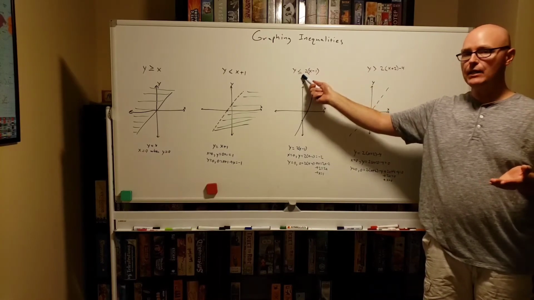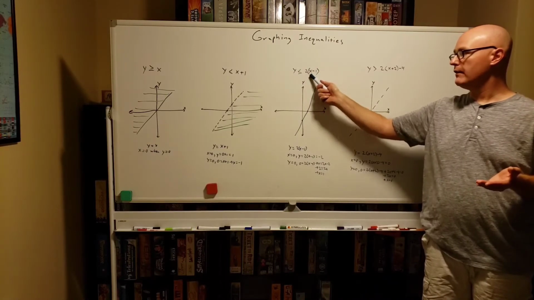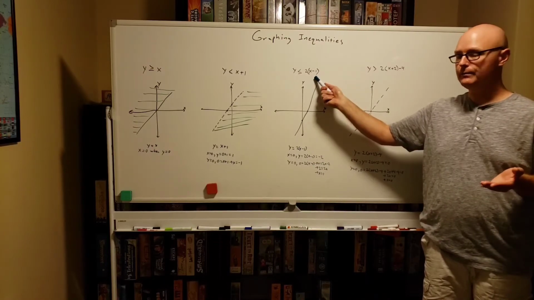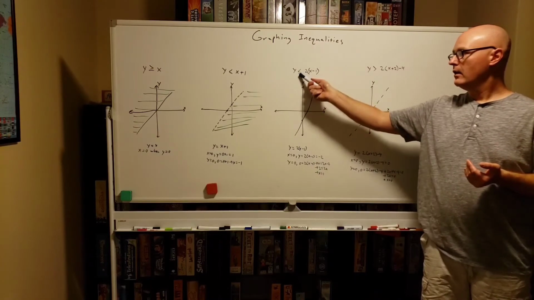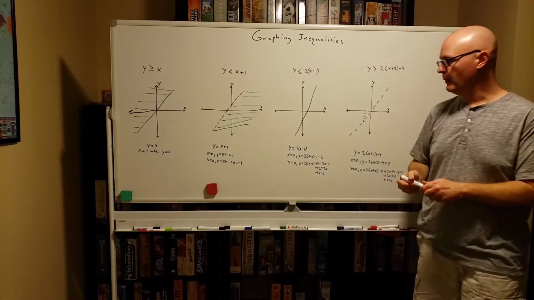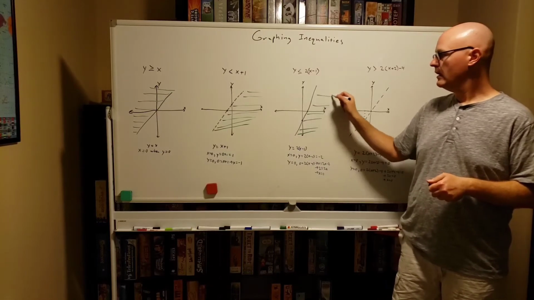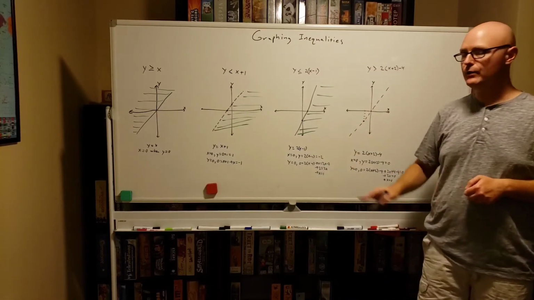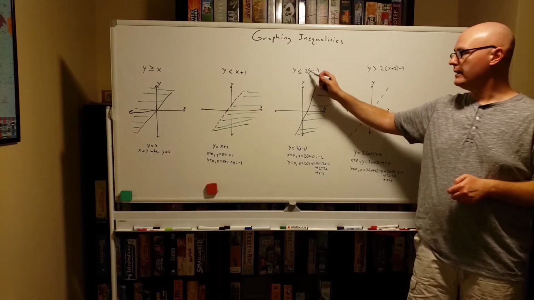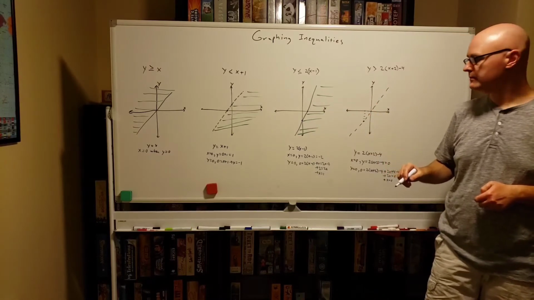It can be equal, so y can equal 2 times the quantity of x minus 1. Therefore, this is a solid line because it could be equal. It could also be less than the line. Therefore, y could be all values equal to or less than y equal to 2 times the quantity of x minus 1.